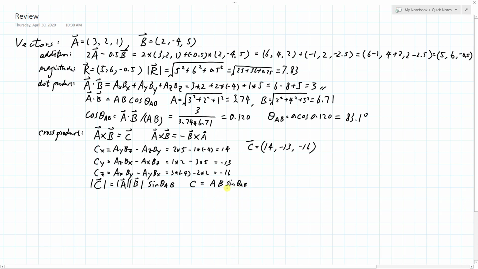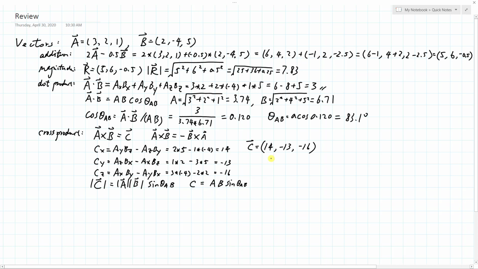We normally don't use this formula to calculate the angle because in order to calculate the angle, we need to know everything except for the sine of the angle. A and B's magnitudes are easy to get. C's magnitude is not. You have to get all these correct, and then use this to get your magnitude. So there's a number of steps involved.